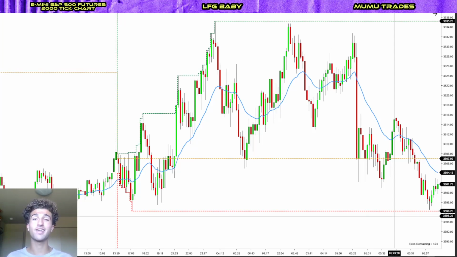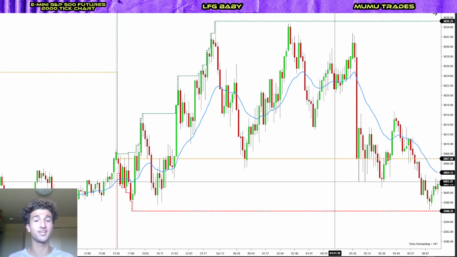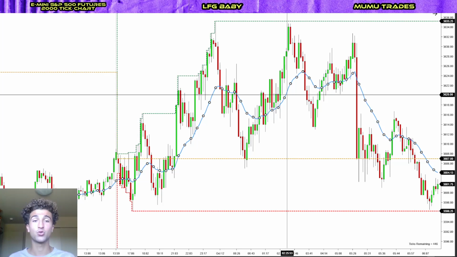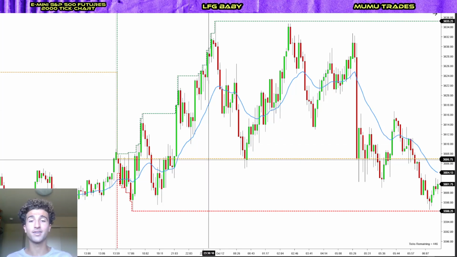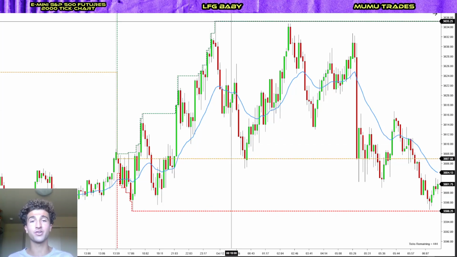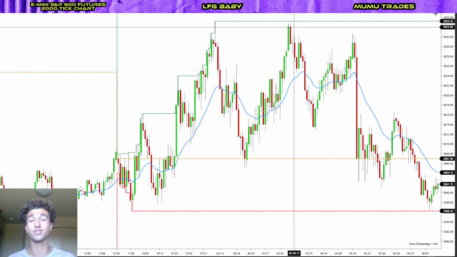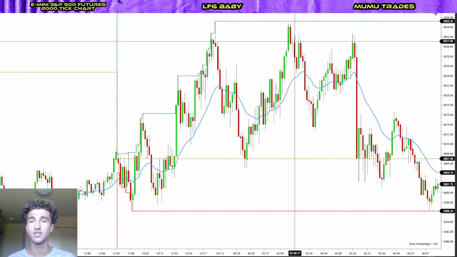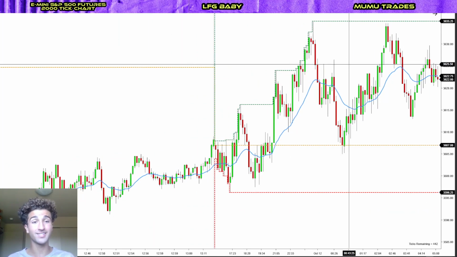All right, we're looking at a chart of the S&P 500 ES futures, and I'm going to be taking you guys bar by bar on what I saw in the price action today. We are using no indicators besides this 21 EMA, and the yellow, red and green dotted lines that you see are just the open, low, and highs of the day. So without further ado, let's get into the video.